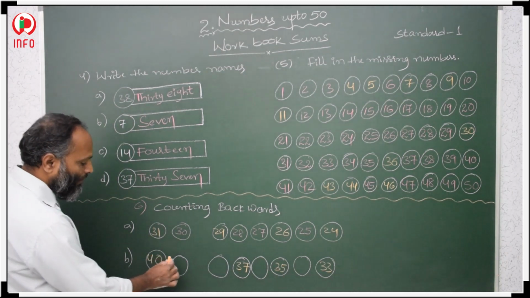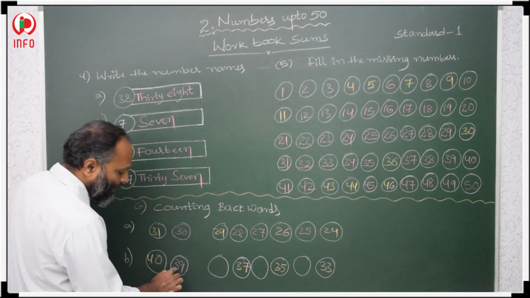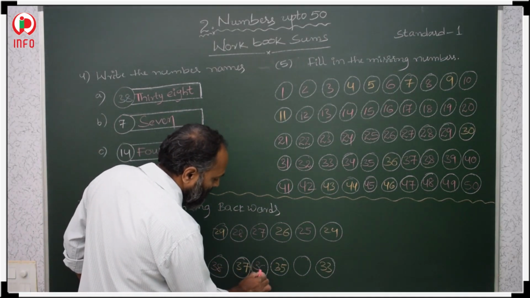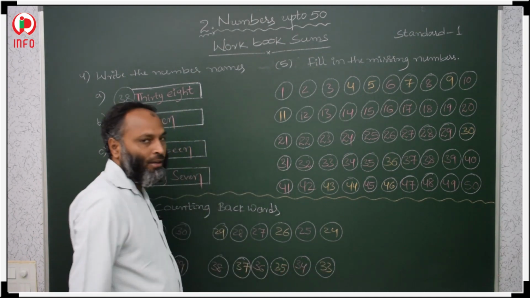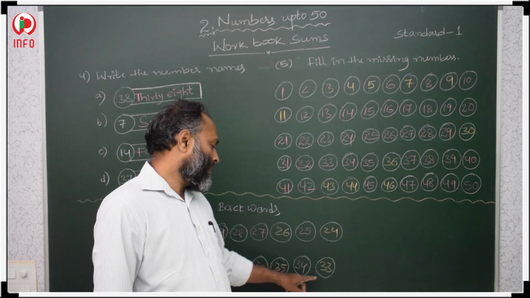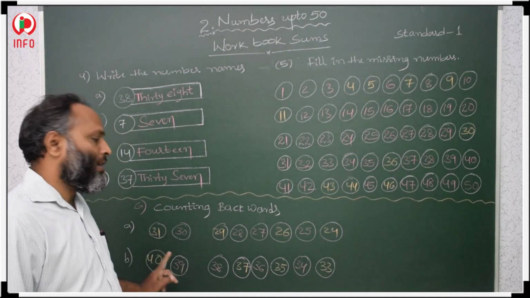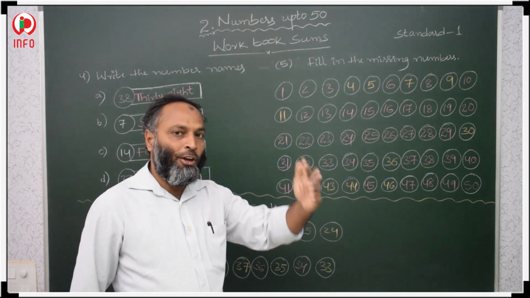40, back counting is 39, after that 38, 37, then 36, 35, 34, 33. If you count from right to left, then check 33, 34, 35, 36, 37, 38, 39, 40. In this way we have to count it back and fill in your numbers.